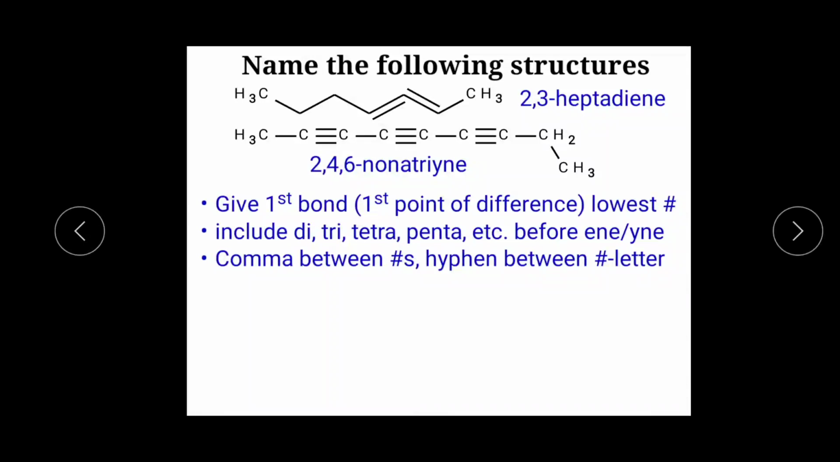So remember this: give the first bond, or the first point of difference, the lowest number. Include the following prefixes: di, tri, tetra, penta, etc. before the ene or yne to indicate the number of double bonds or triple bonds present, and use a comma between the numbers, a hyphen between the number and the letter.